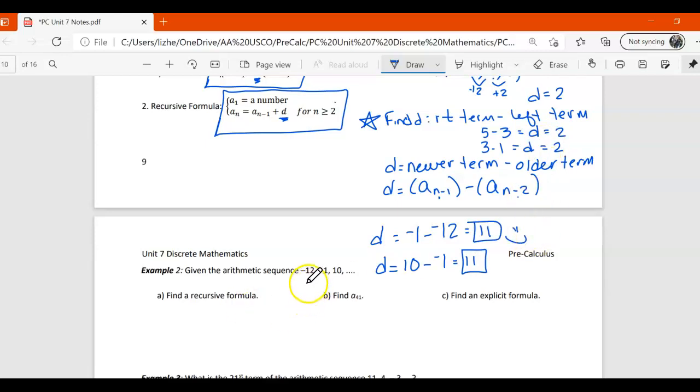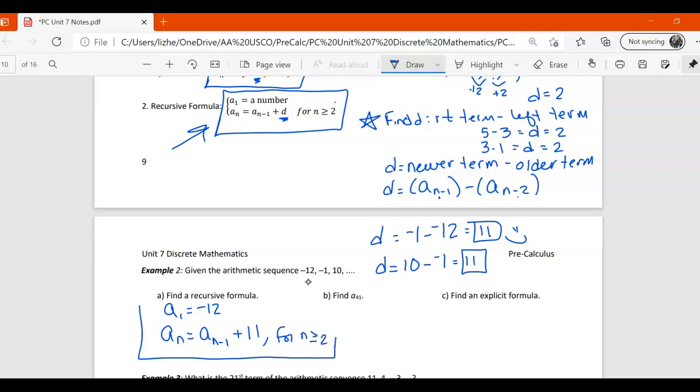All right, find the recursive formula. You can see it right here. That's the pattern we want to follow. So we want a_1 is -12. You always, in a recursive formula, tell me what a_1 is. And then you're going to say a_n is the previous one. So we leave that in there. That just means the previous term plus 11 for n greater than or equal to 2. So this is your recursive formula.